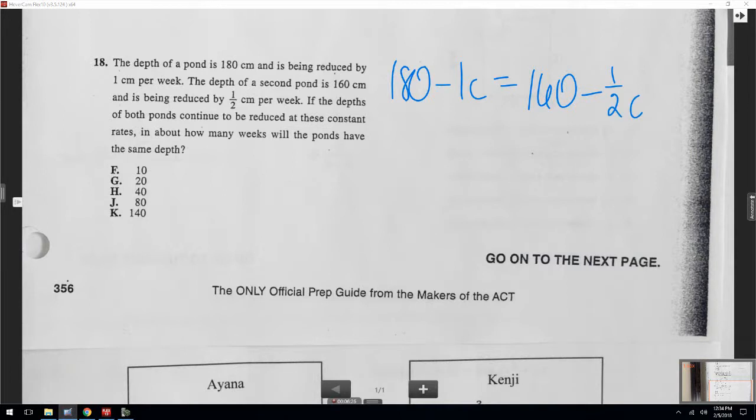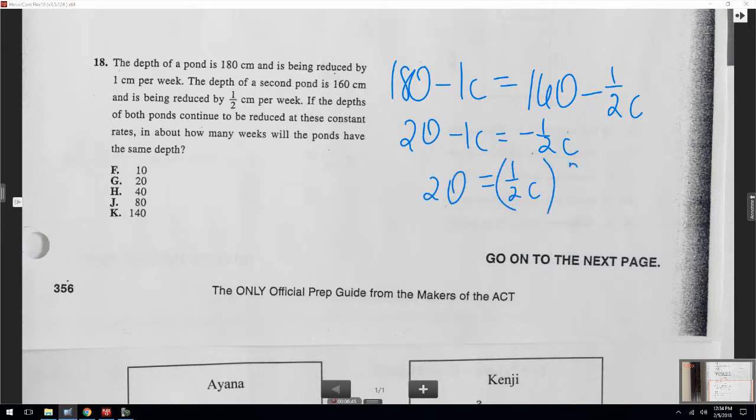All right, so we're going to subtract the 160. That gives me 20. Don't forget that the 1/2 has a negative with it. Then you're going to add the 1. So guys, what's negative 1/2 plus 1? Positive 1/2. And to get rid of a fraction, you don't divide, you multiply by the reciprocal. So what does it give you? 40.